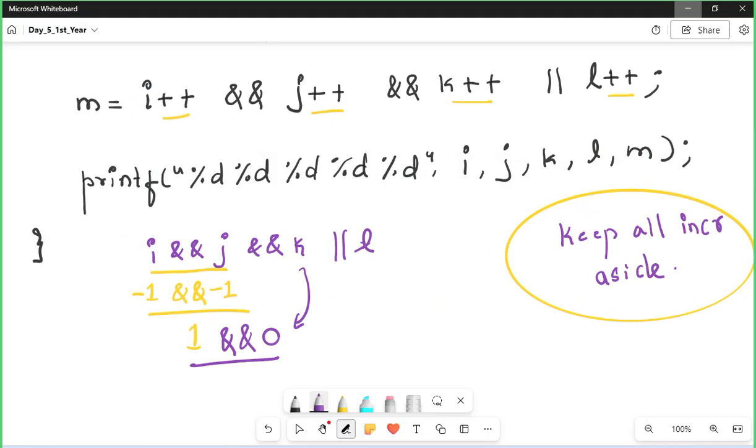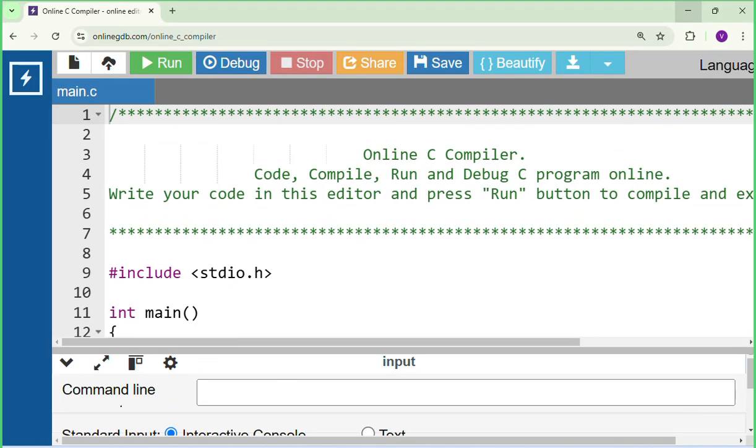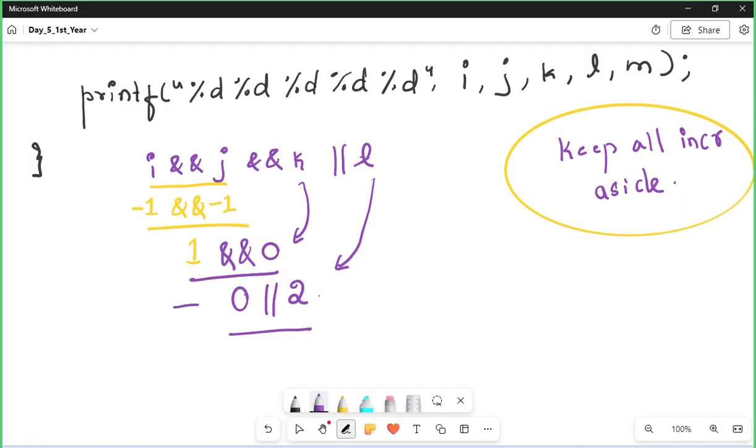Obviously it is 0. Now you take this L. So OR operation of 2. 0 or 2. What is 0 or 2? 0 logical OR of non-zero. What is the result? It is 1. Correct. So this is the value which is stored in M. So M value becomes 1.